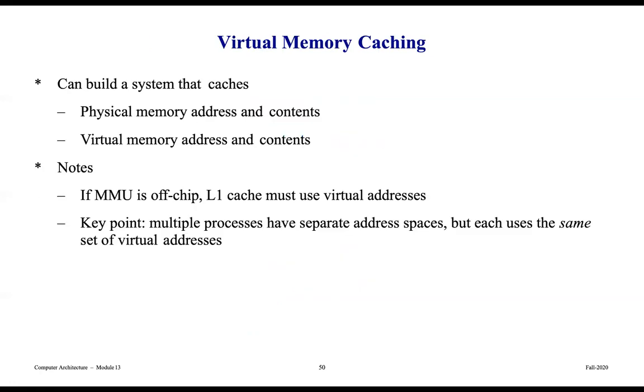Virtual memory caching. You can build a system that caches the physical memory address and contents, and the virtual memory address and contents. And note that if the MMU is off chip, the L1 cache must use virtual addresses. The key point is multiple processes have separate address spaces, but each uses the same set of virtual addresses.